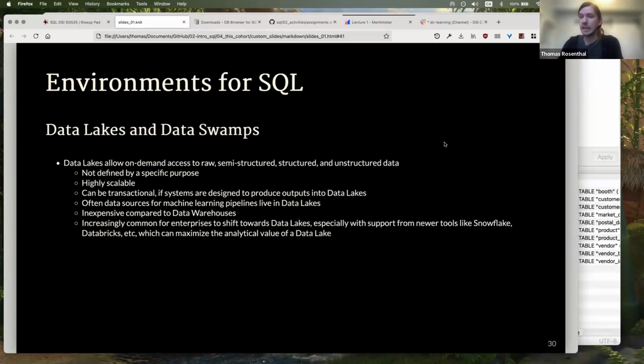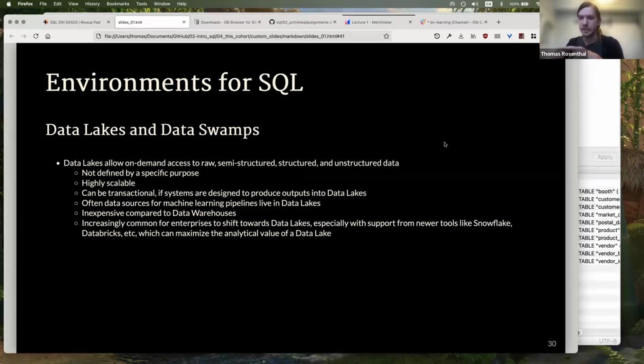Newer, now we have data lakes. Data lakes, think of them like big storage pools. They allow on-demand access to raw, semi-structured, structured, and unstructured data. A big difference between databases and data lakes is that databases are really good at structured data, so tables. But what are you going to do with all the unstructured data of the world? That's text data that's coming in, the pictures, etc. Those tend to be unstructured data.